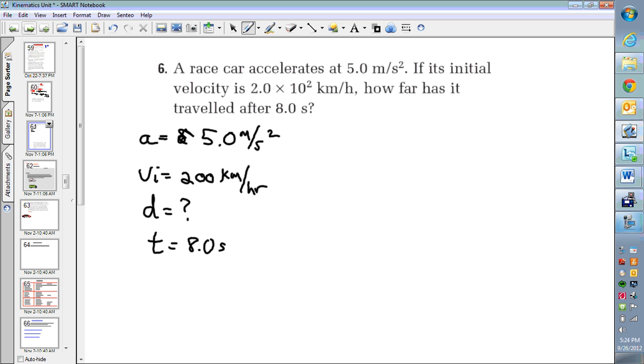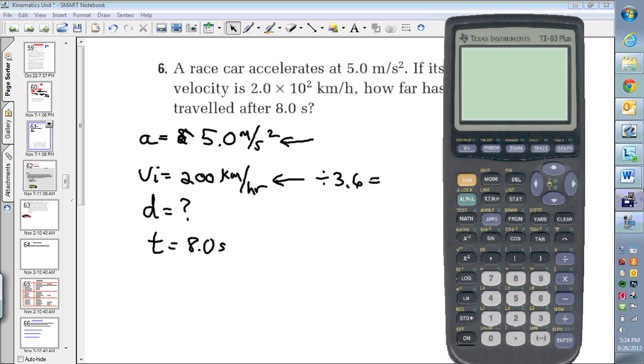Okay, so the barrier to the question is units. These units here are meters per second squared, other units are in kilometers per hour. To convert from kilometers per hour to meters per second, we'll divide by 3.6. So we've got to bring up the calculator, and it's not on.